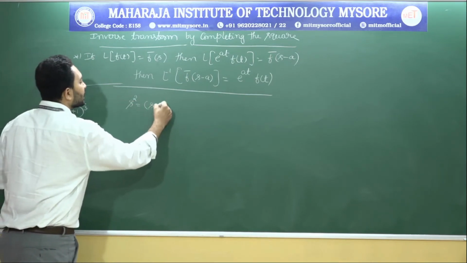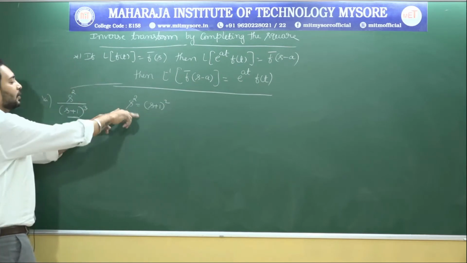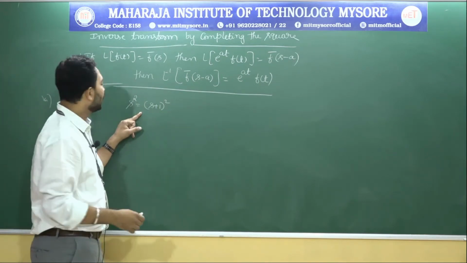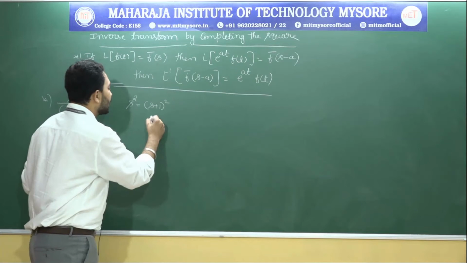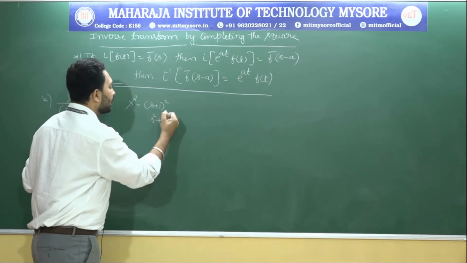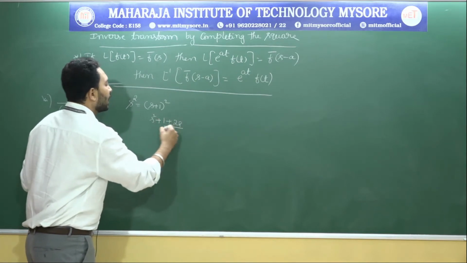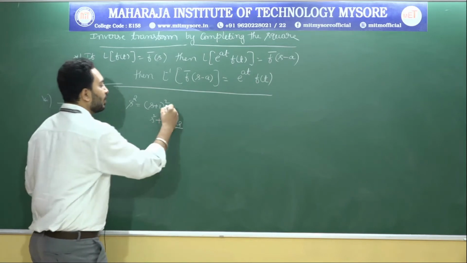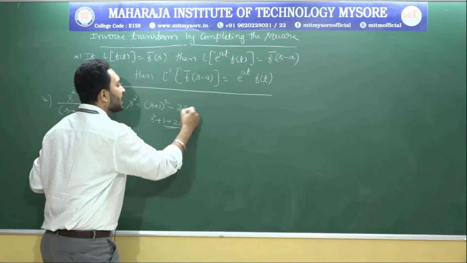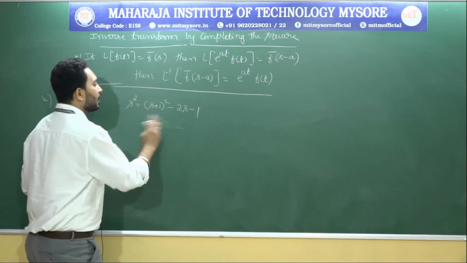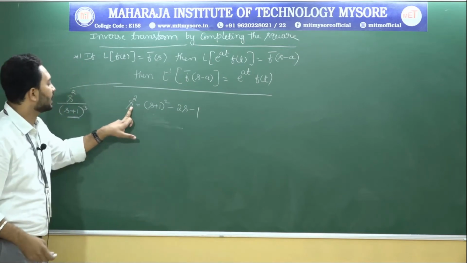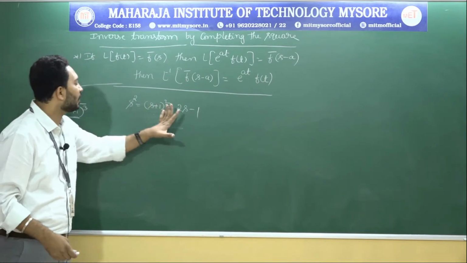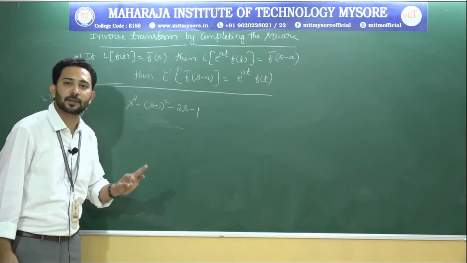Make this s square in terms of (s plus 1) whole square. What is (s plus 1) whole square? s square plus 1 plus 2s. So we have 1 and 2s extra, so make it minus 2s minus 1. Then s square is nothing but (s plus 1) whole square minus 2s minus 1.